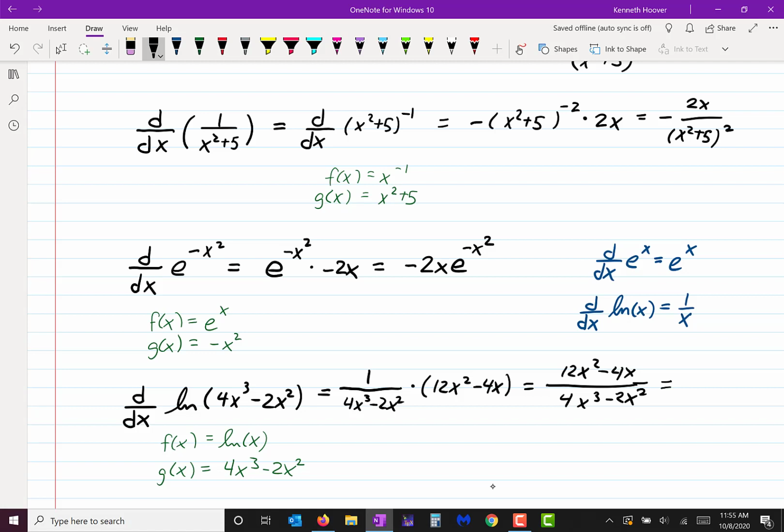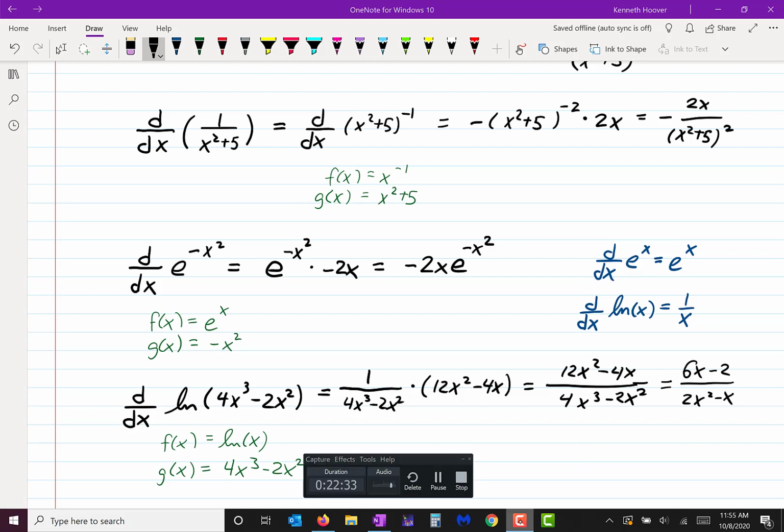If you do want to simplify it, it simplifies by a 2x, right? And so we could write 6x minus 2 over 2x squared minus x. Okay?